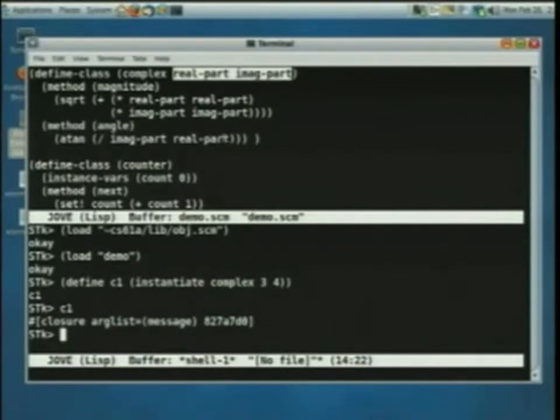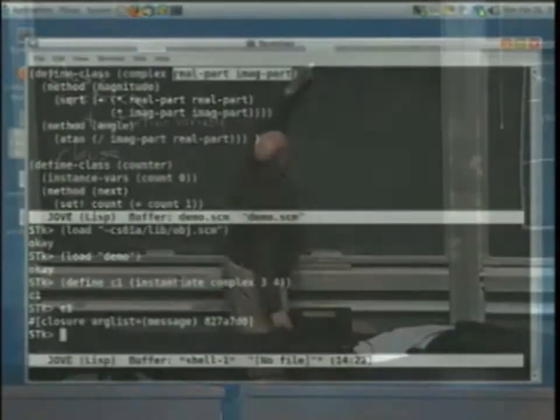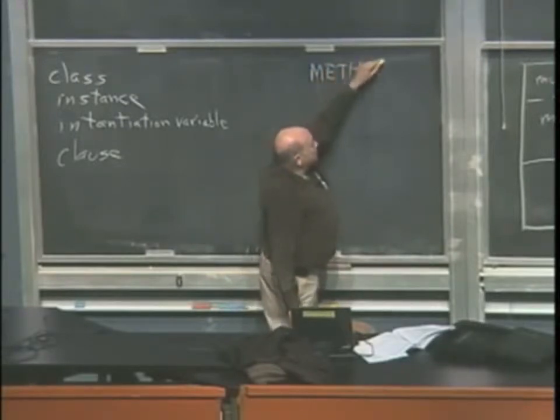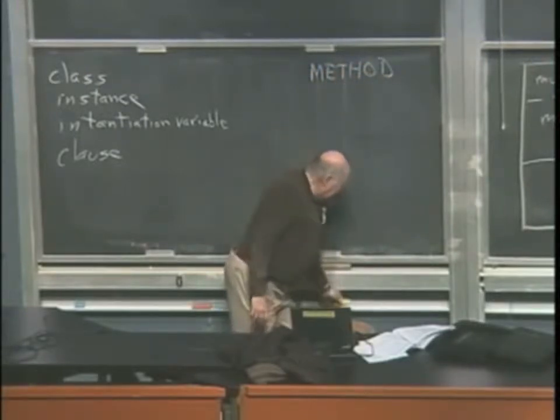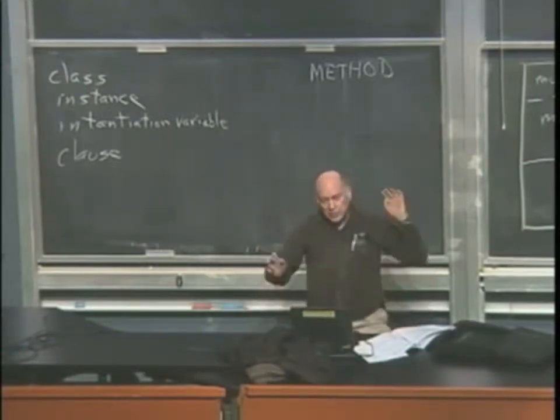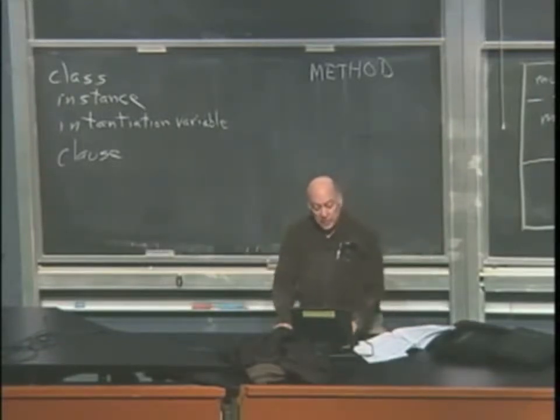So what can I do with an object once I have it? Well, that depends on its methods. A method is the name of a kind of clause. So define class has a pretty small number, like half a dozen or so, kinds of clauses, and each one starts with its name. So method is a kind of clause that's in a defined class.